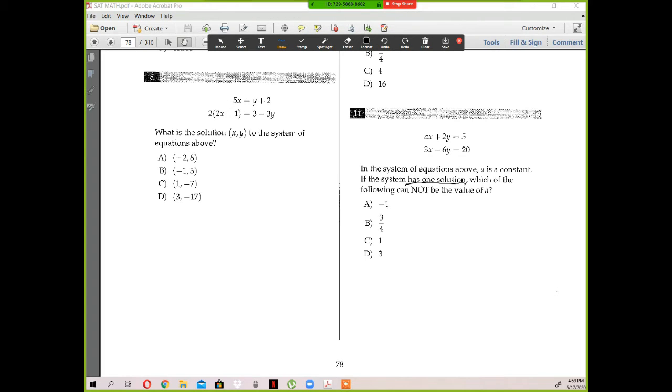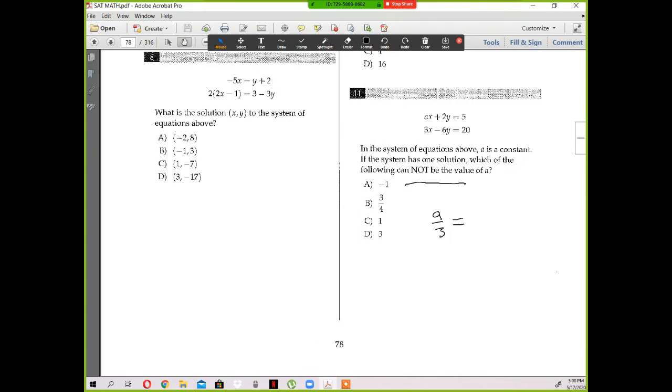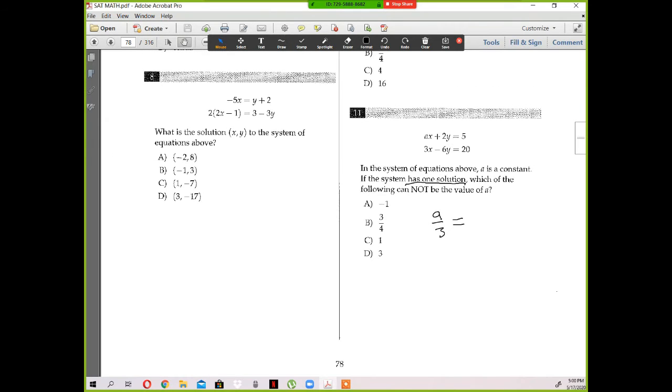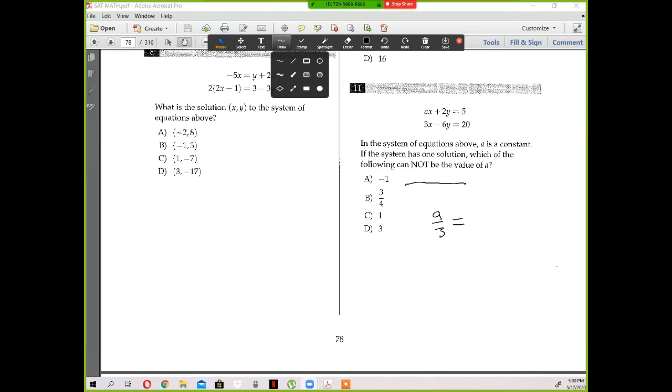Okay, so let's take the ratio of the coefficients of x, which is a divided by 3. It should be equal to 2 divided by minus 6, and this should not be equal to 5 divided by 20. This is the property of a system of equations which has no solution, which has, sorry, one solution. I made a mistake. Sorry. It has one solution. That means the coefficients of x's and the coefficients of y's should not be equal to each other. That is the criteria of a system of equations which has one solution. I made a mistake. Sorry.